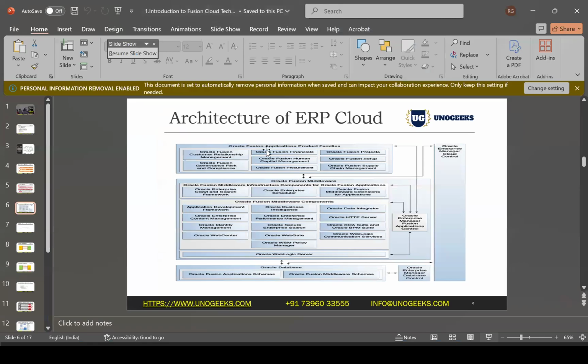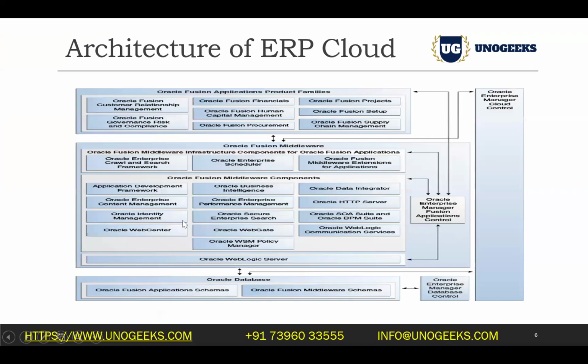So this way we have different middleware components in Oracle Fusion. Like we have Oracle WebCenter, we have Oracle Business Intelligence, Enterprise Scheduler, we have Oracle WebLogic Server. It mediates the exchange communication between the front end tier and the back end tier. This is the concept of the WebLogic Server. Exchange of the requests from the front end tier or the client tier with the responses from the back end tier.